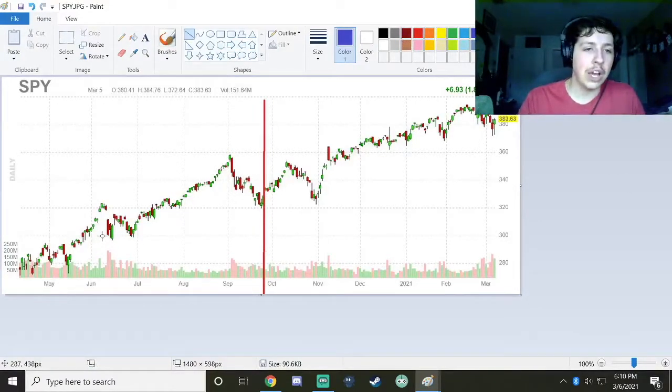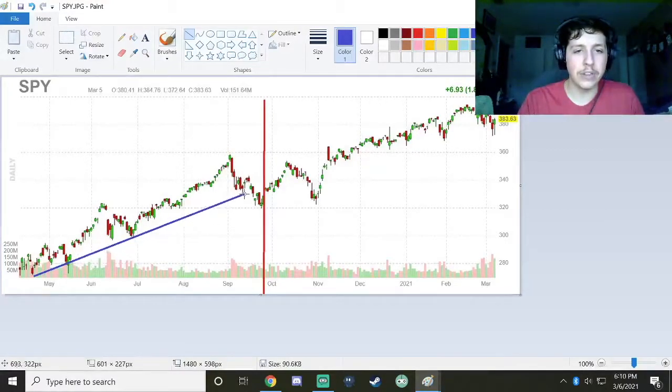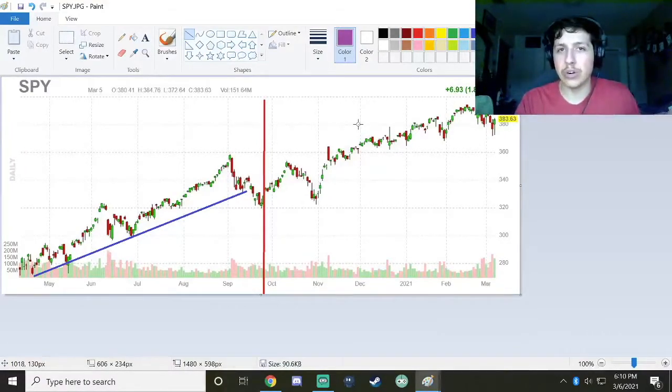So, support is basically the bottom of a trend right here. This would be the support line. You can tell it's a support line because whenever the chart goes down and hits it, it bounces up. And it doesn't have to be an exact line. It's just a general guideline.